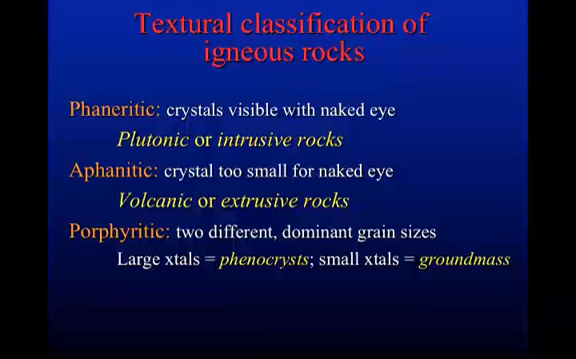The other term that's only for volcanic rocks is porphyritic. And we use porphyritic when there are two different grain sizes. There are large crystals that are visible that are called phenocrysts, and there are also small crystals in the matrix of the rock, or we call it the groundmass. And so the groundmass itself has an aphanitic texture, but there are large phenocrysts in it, and so we give the overall texture of a rock like that the name porphyritic.